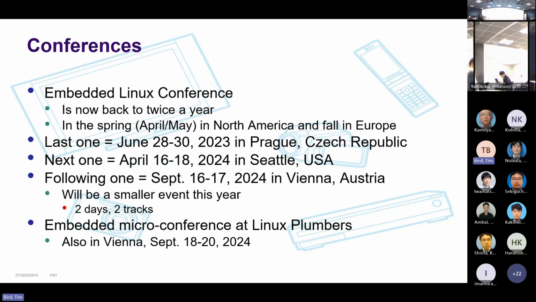I'll go talk about conferences. So the Embedded Linux Conference, just an update. It's now back to twice a year. We experimented with trying to do it only once a year. We only did one ELC in 2023. That was in Prague, and it turned out it was a good event, but there was demand to do it in both places.